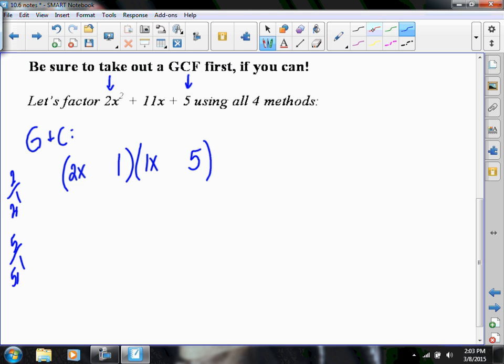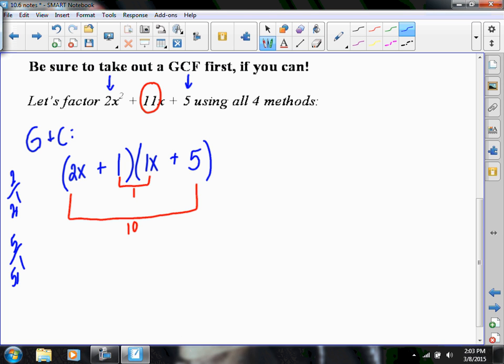My checking process is where I check the outer terms, which means I multiply the outside terms. So 2 times 5 is 10. And then I check my inners: 1 times 1 is 1. Now a 10 and a 1 can get me to 11. They can get me to that middle term if I add them. So I'm going to make that a plus and make that a plus. And there I go, I factored the trinomial.